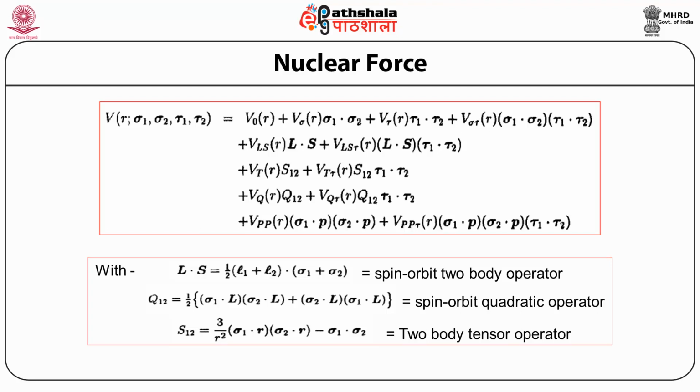So here you can see that the expression for nuclear interaction potential includes a number of terms. These terms basically give you an idea about the dependence of nuclear force on various factors. Now L dot S is equal to 1/2 (L1 plus L2) dot (σ1 plus σ2); it's a spin orbit two body operator. Q12 is the spin orbit quadratic operator, and S12 is equal to 3/r² (σ1 dot r)(σ2 dot r) minus σ1 dot σ2; these are two body tensor operators.